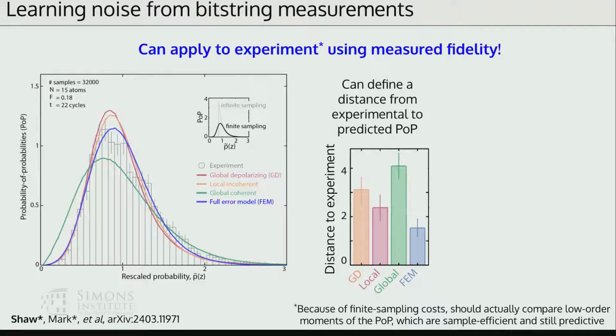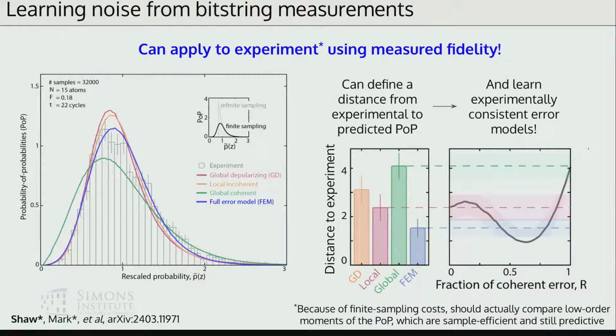We can define some distance, which is like a chi-squared distance between different distributions. And then we can look at which one of these different distributions actually shows the best agreement. We see the full error model does the best here. But then the really key thing is that we can essentially come up with tailored and designed weights for these hypoexponential distributions that correspond to any sort of noise model we can think of.